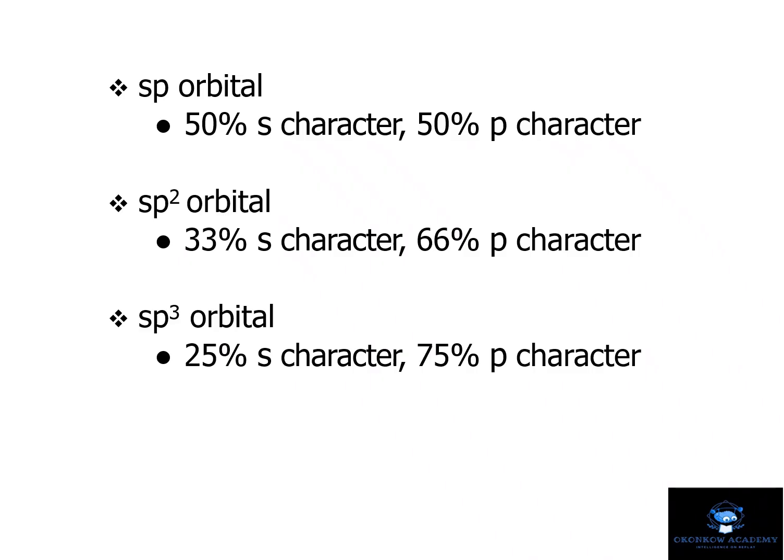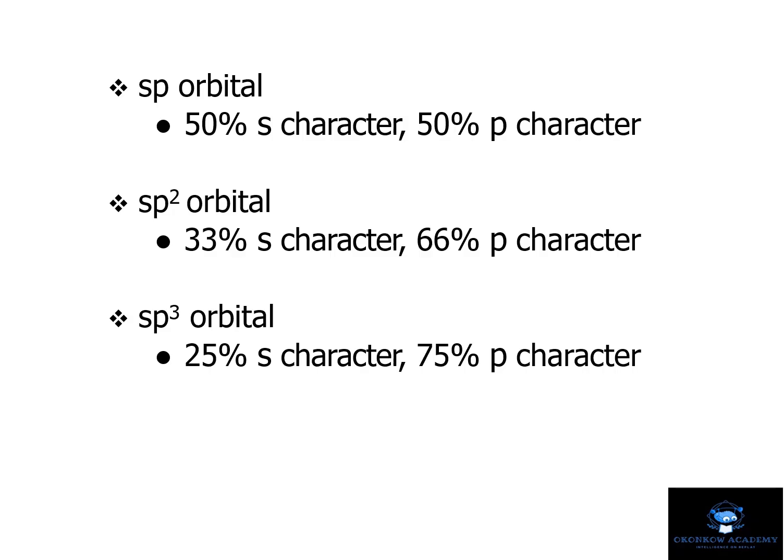Here is an important relationship between hybridization and orbital character. An sp orbital has 50% s character and 50% p character. An sp2 orbital has 33% s character and 66% p character. An sp3 orbital has 25% s character and 75% p character.